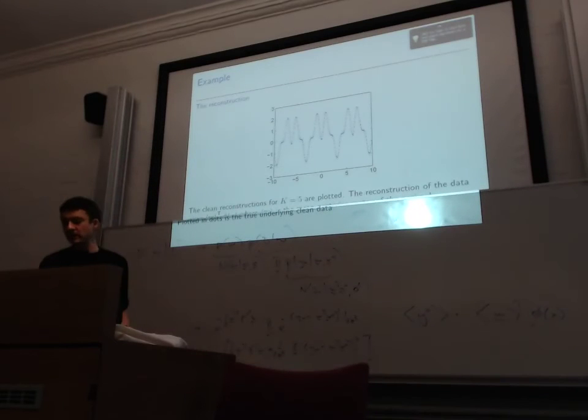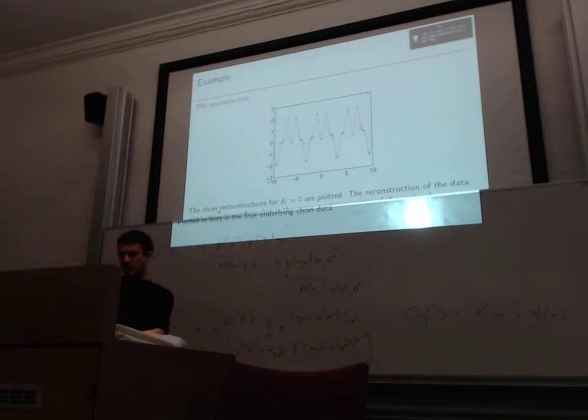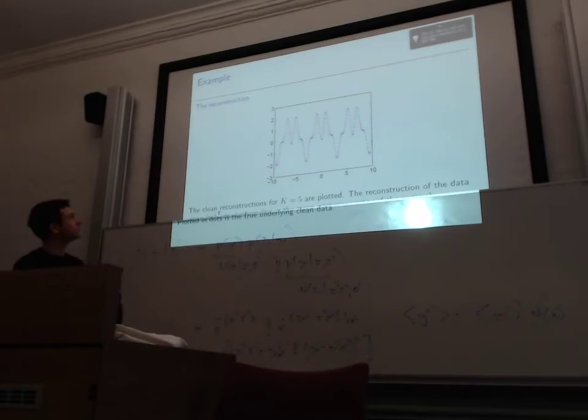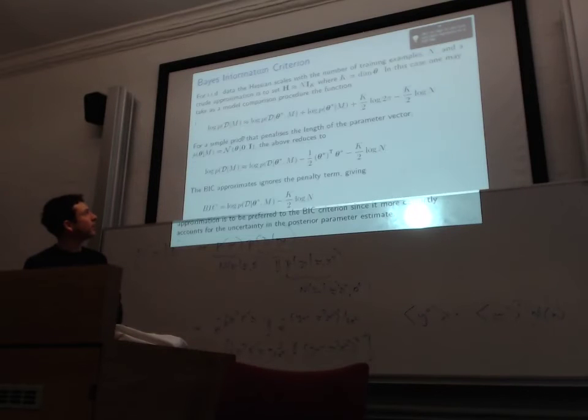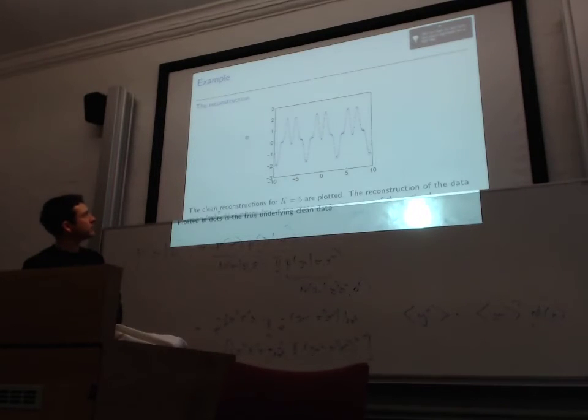So this is the cleaned signal, and the red is the mean reconstruction. The dots are the true clean function. I happen to know that because I generated the data from some known model. So you see, it works quite well. It's a very simple problem, but it kind of works.